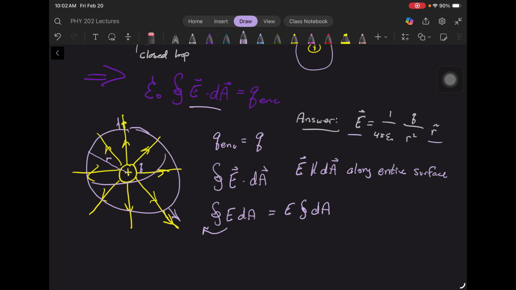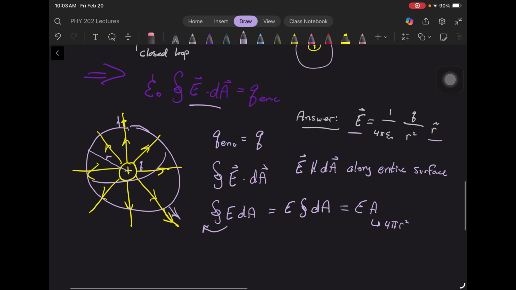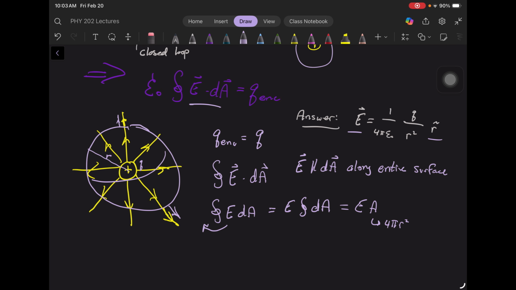Which is just going to be E times A, where this is 4 pi r squared. And so we go ahead and plug this into Gauss's law, right? We said this entire thing, including the integration, is 4 pi r squared. And so we go ahead and plug all this in. We get epsilon naught times 4 pi r squared is equal to Q. Well, Q enclosed, so it was just Q.